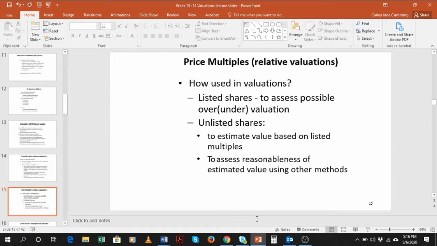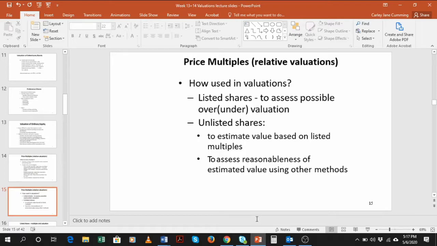So price multiples are going to be used in valuations for both listed shares and unlisted shares. So we can use the PE multiples method when we are valuing listed shares to assess if there is possible over or undervaluation. And for unlisted shares, we can value unlisted shares by obtaining a listed PE multiple of a similar company and then performing certain adjustments to take into account differences between our listed company and our unlisted company.